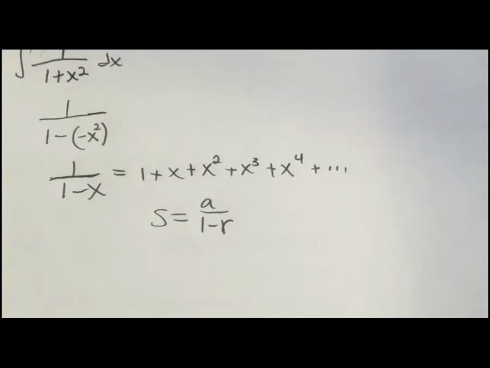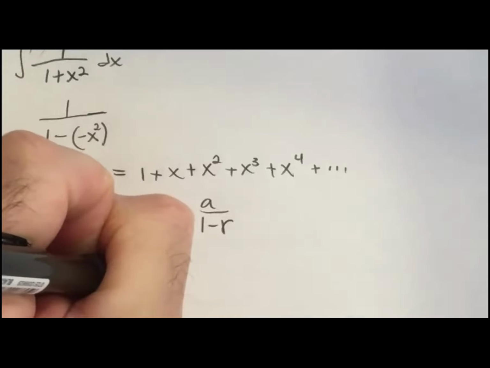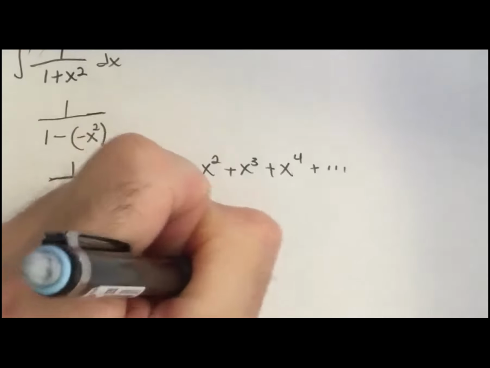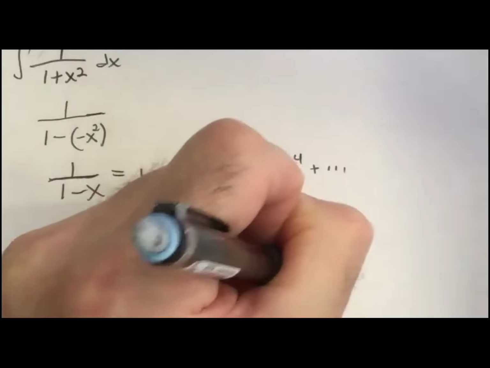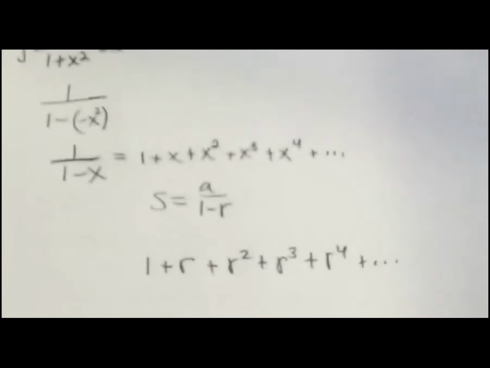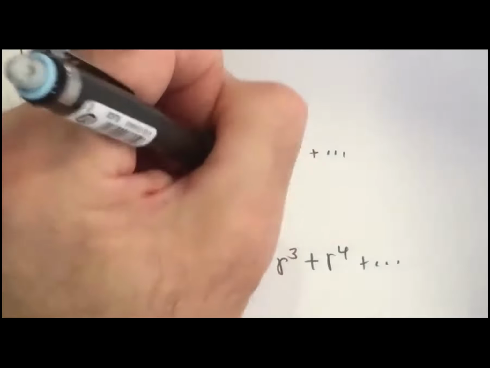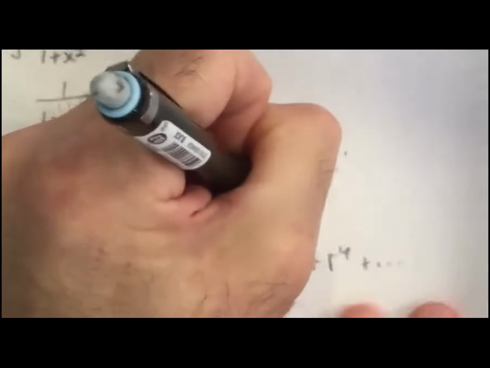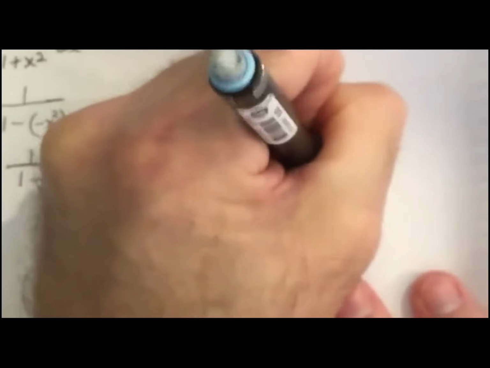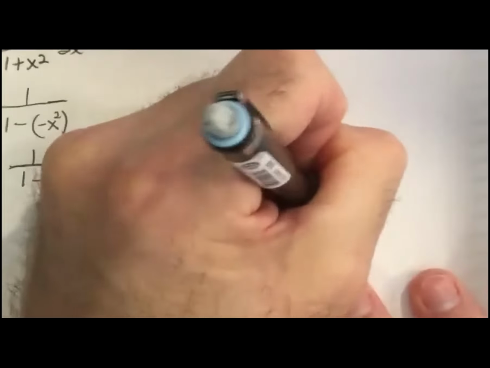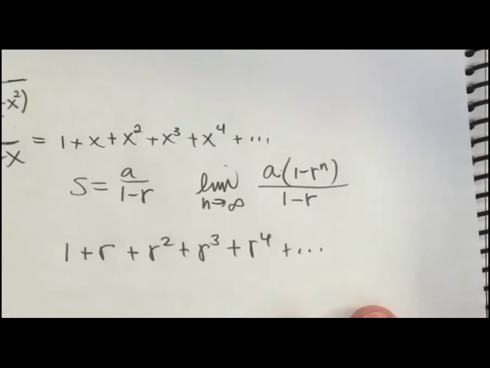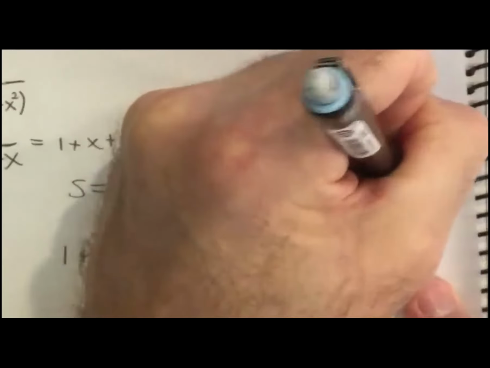Oh, that was a while ago. You've got to remember, like 3 weeks ago or maybe a month ago. I have that in my notes. It was the first term times 1 minus r to the n, all over 1 minus r. And then we took the limit, as n goes to infinity of the first term times 1 minus r to the n over 1 minus r. And we said it goes to s as long as r is smaller than 1.